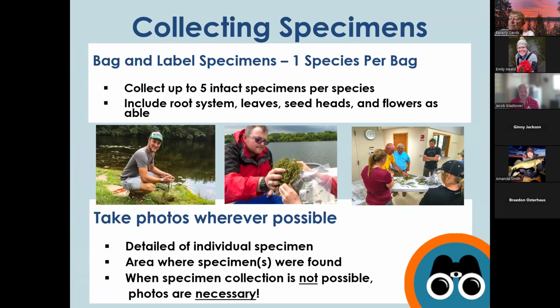If it's a big, tall plant, like Japanese knotweed, we talked about those can get like 10 feet tall. We don't expect you to grab a 10-foot specimen of that includes the roots or anything, but cut a little sprig off of it. You can also take photos where possible.